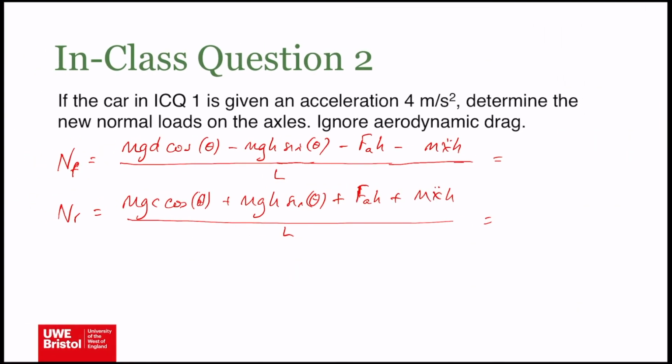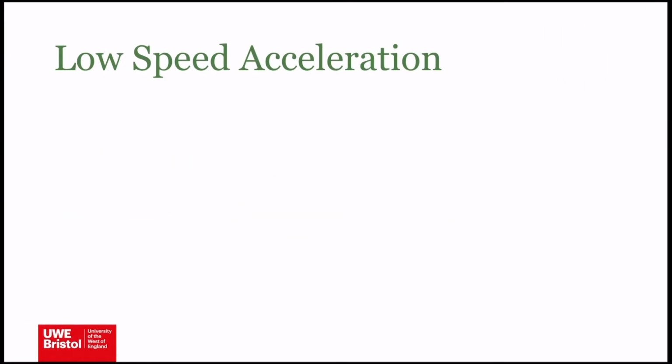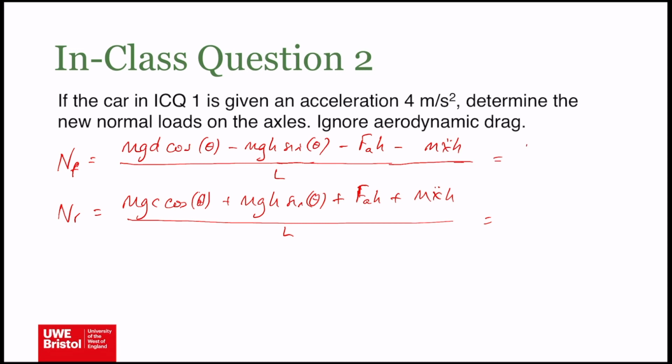So we've got 6,000 and 8,446.3 newtons. So there's your solutions if you want to work it out yourself. And like I said, that makes sense. We've got weight transfer on the back because we're accelerating.